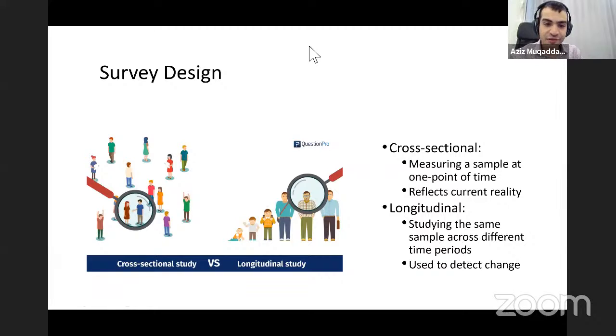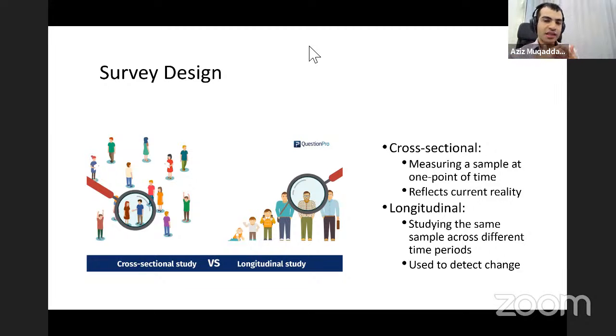So this is the difference: cross-sectional, you measure one sample at one point in time. Cross-sectional is used if you want to reflect current reality. As I mentioned before, I want to measure what level of knowledge students have about the vaccination resources that the university and the state are providing. So you want to know what's happening right now.